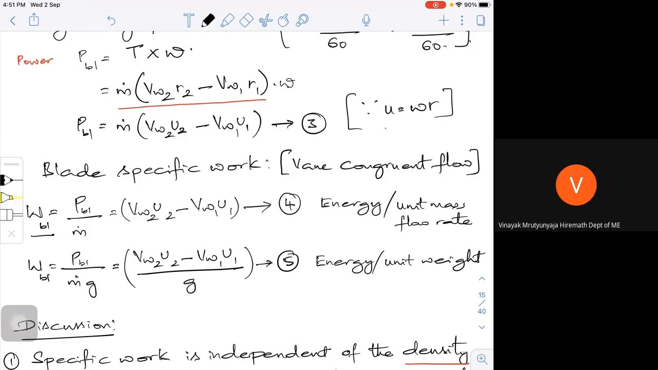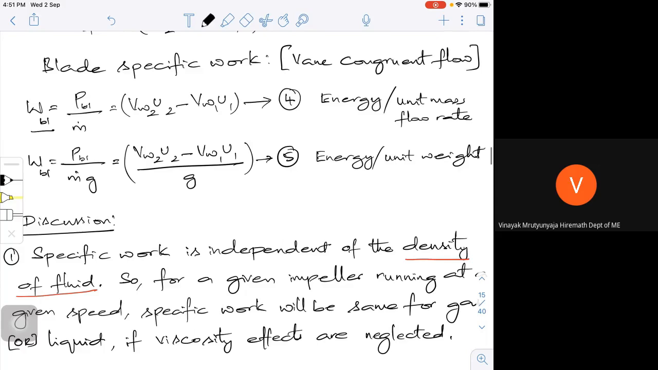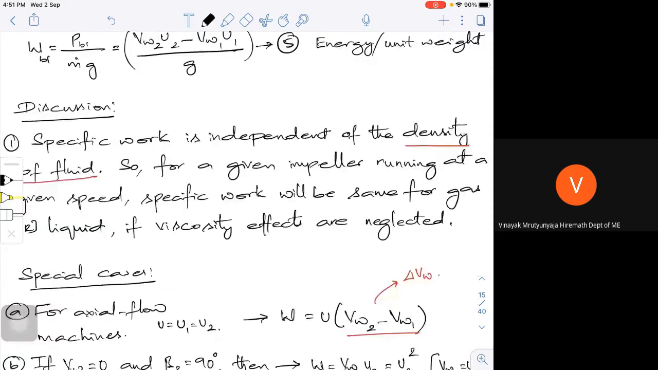The same Euler equation can be written for a pump, a compressor, and for a turbine. So W is equal to Vw2 into U2 minus Vw1 into U1, or Vw1 into U1 minus Vw2 into U2, depending upon whether it's a pump or a compressor, or a turbine. Okay, this is the general expression we have. Now let us look at this. There are a few things let us try to discuss.